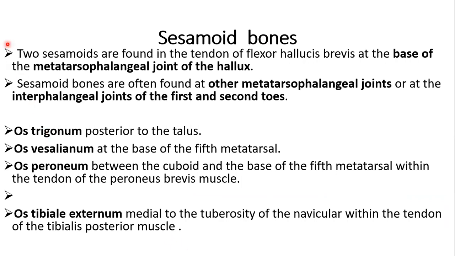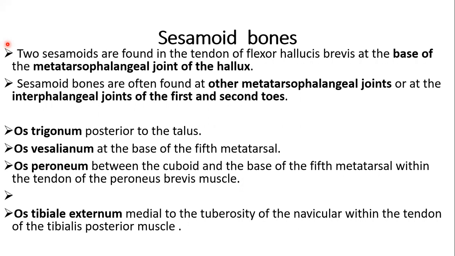Sesamoid bones of the foot. Two sesamoids are found in the tendon of flexor hallucis brevis at the base of the metatarsophalangeal joint of the hallux. Sesamoid bones are often found at other metatarsophalangeal joints or at the interphalangeal joints of the first and second toes. Os trigonum is posterior to the talus.